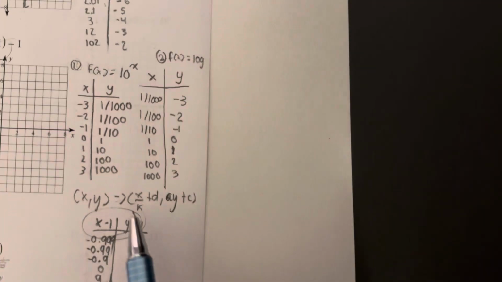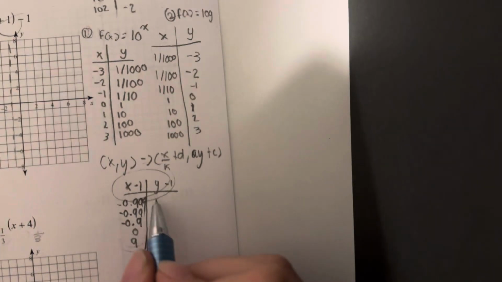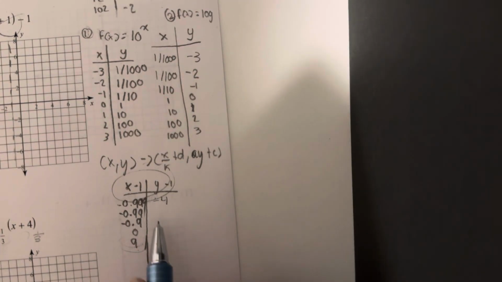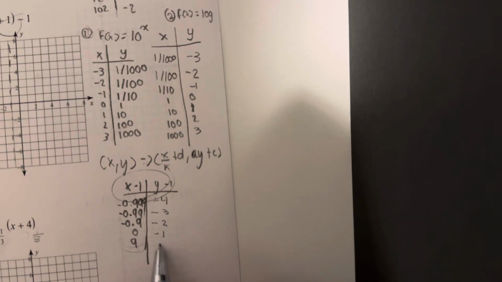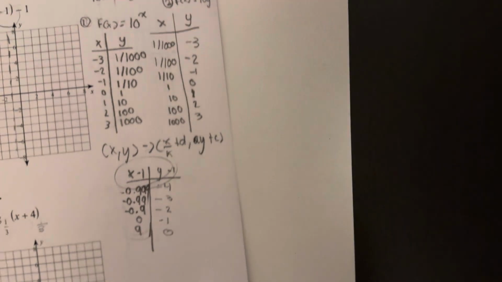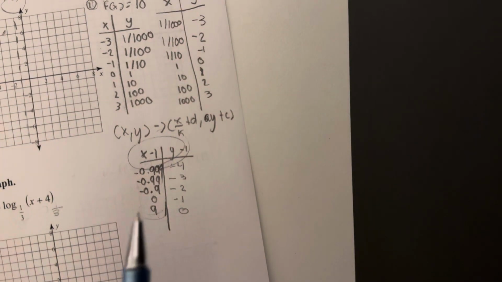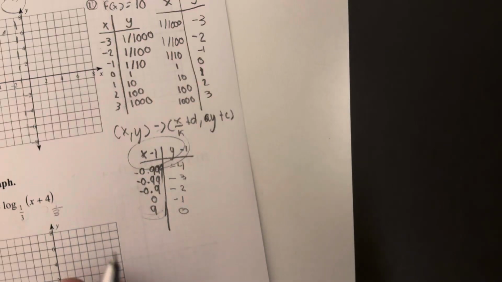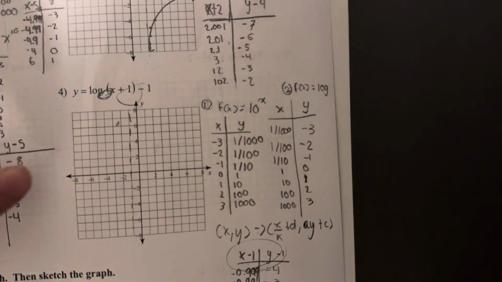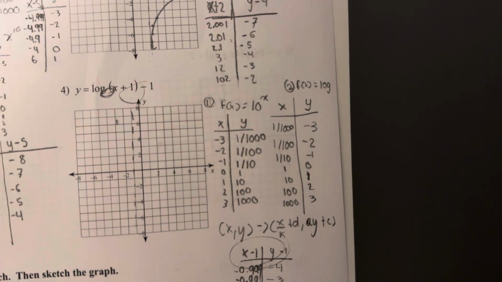So now you're just doing it to your y's. So -3 minus 1 is -4. -2 minus 1 is -3. -2, -1, 0. There we go. And these are the values that we're graphing now. So we already have our vertical asymptote over there.